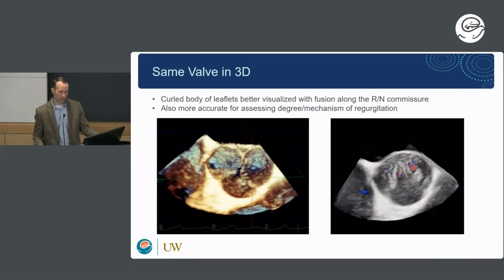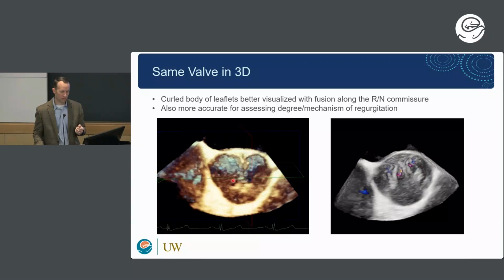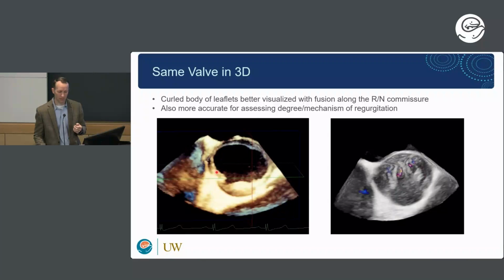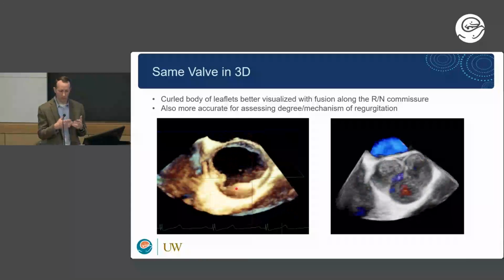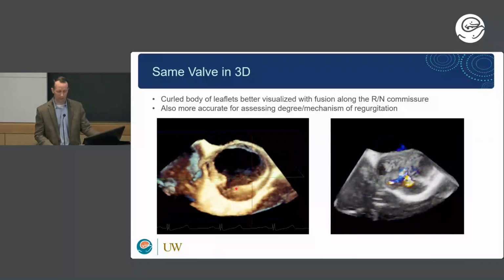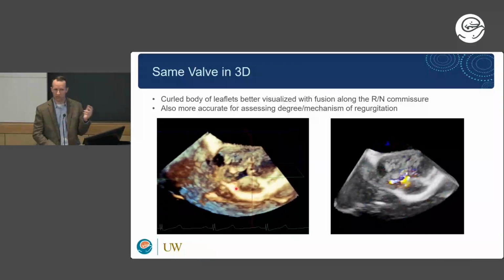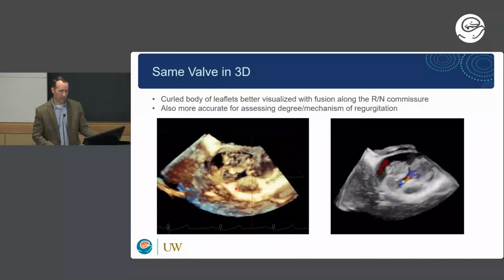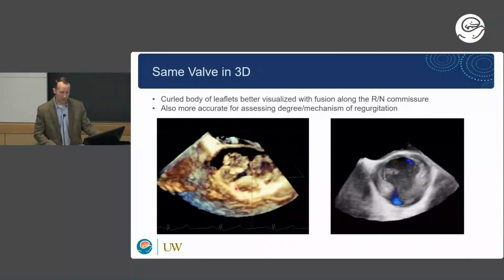With 3D imaging, you can actually get a little bit more of the body of the leaflets. You can see the leaflets are curled, rolled. Some of these leaflets on this side are fused together. And with 3D imaging, you actually get a better picture of the regurgitation and where it's regurgitating through the valve in more of a 3D view of things. So it's more accurate for us in assessing the mechanism of regurgitation.